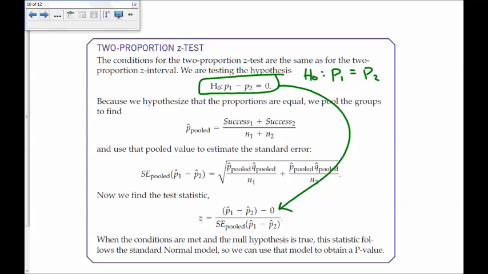Then we're using a pooled value, which is the total number of successes over the total number of people, or I guess sample size. And here's the standard error, and then here is the test statistic. It should look very much like x minus mu over sigma, where mu is 0, because that's what it's hypothesized to be. X is the difference that you saw in the samples, divided by the standard error from the pooled values.